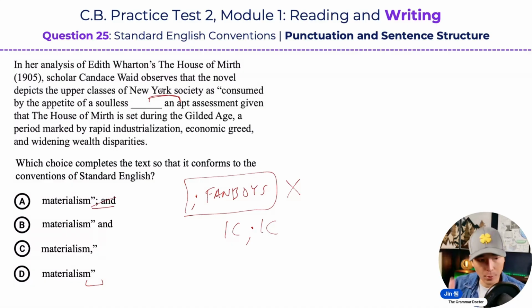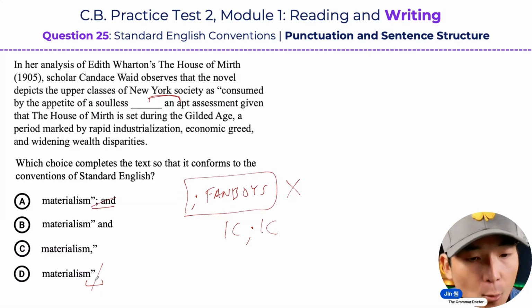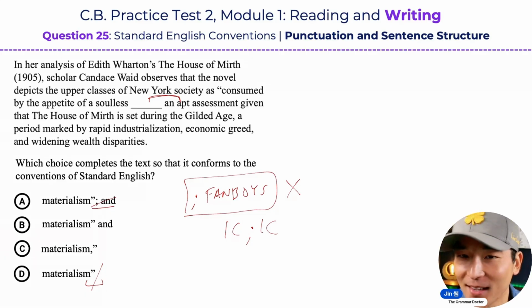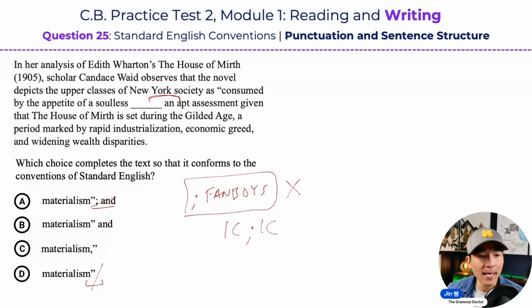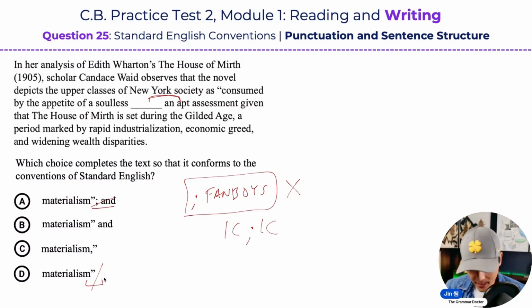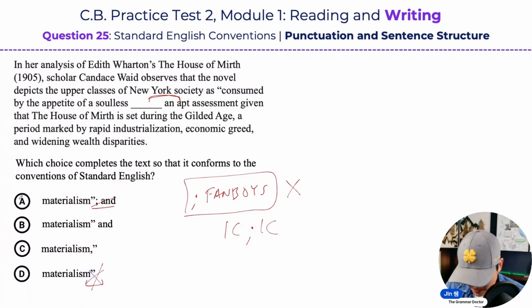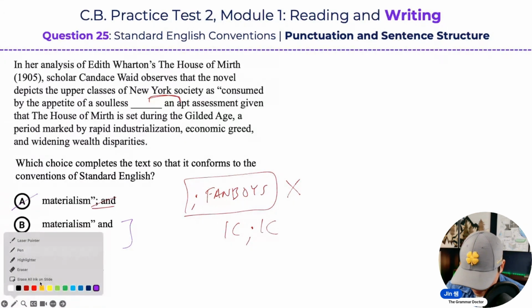It sounds like there should be a break or some kind of interruption between "materialism" and "an apt assessment." Because of that break, it sounds like there should be a disruption. We know that the semicolon, and the no punctuation of D, is also going to be incorrect, okay? So now we're working through this, and we're left with answer choices B and C. So let's work through these two now.